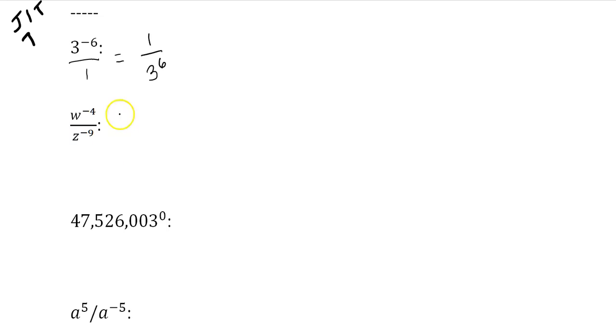And again, here we have a fraction, and they both have negative exponents. So we're going to flip them over. So z to the 9th over w to the 4th. All right, remember, anything except 0 raised to the 0 power is 1.